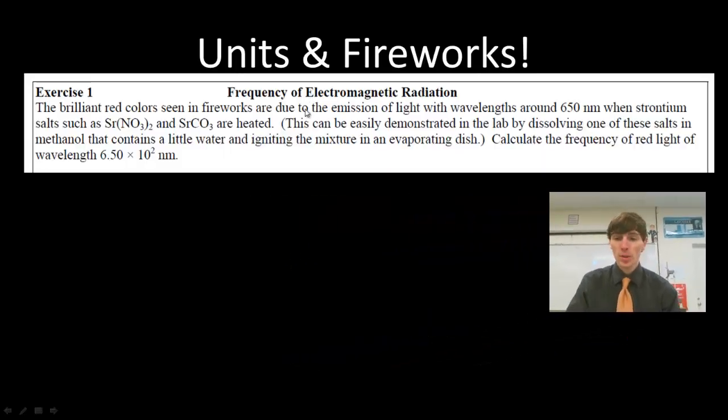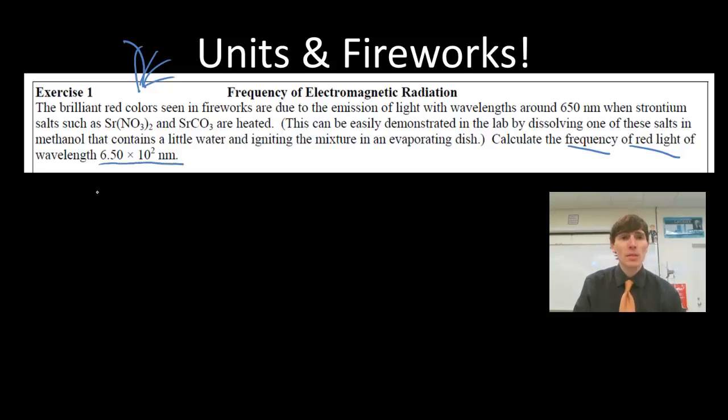So this is a question that I found, and it says the brilliant red colors seen in fireworks are due to the emission of light with wavelengths around 650 nanometers when strontium salts such as strontium nitrate and strontium carbonate are heated. This is something that we could do. So we see these red colors in the fireworks, and it's asking me to calculate the frequency of that red light if it has a wavelength of 6.50 times 10 to the second nanometers, 650 nanometers.